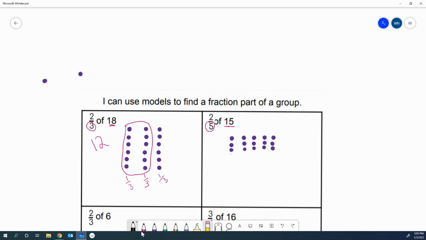So each of these columns is equal to 1/5. 1/5, 1/5, 1/5, and 1/5. We want to circle 2/5. So I'm going to go over here. I'm going to say 1/5, 2/5. If I count those up, I'm going to know that 2/5 of 15 equals 6. Because once I divide up my 15 and I get it nice and even, 2/5 of it, 2 of our 5 groups, equals 6 circles.